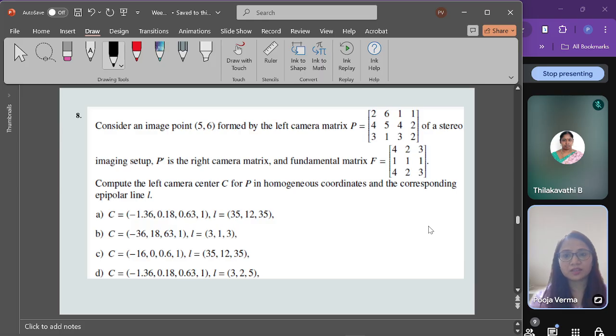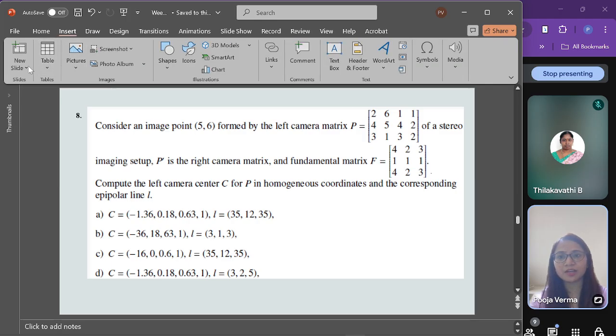Now the next question is: consider an image point 5, 6 formed by the left camera matrix, that is, the left camera matrix P of the stereo imaging setup is given, and P dash is the right camera matrix, and the fundamental matrix F is given. Compute the left camera center C for P in homogeneous coordinates and the corresponding epipolar line. So now we have to compute the left camera center C and its corresponding epipolar line. Here the left camera matrix and fundamental matrix are given.